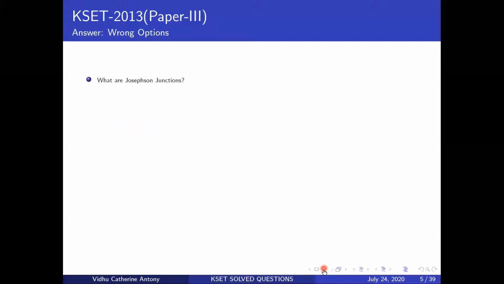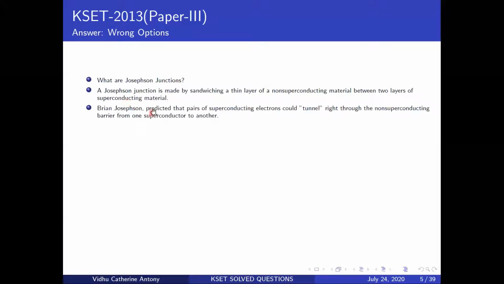So what are Josephson junctions? A Josephson junction is made by sandwiching a thin layer of non-superconducting material between two layers of a superconducting material. Brian Josephson predicted that pairs of superconducting electrons could tunnel right through the non-superconducting barrier from one superconductor to another.